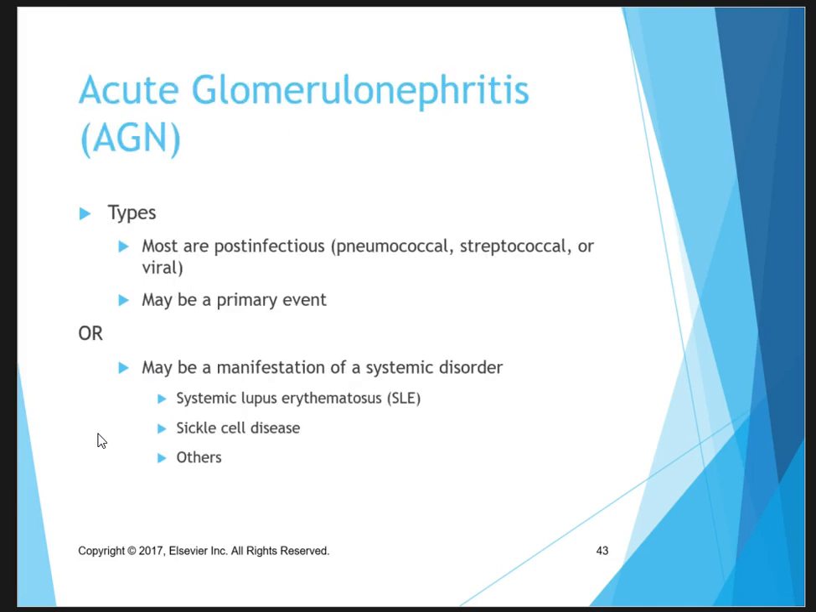Okay, so scooching on to acute glomerulonephritis, or AGN. Most commonly, it's going to be post-infectious, so we're going to talk about that specifically in a slide or two here. But it can also be a primary event. May also be a secondary manifestation of another systemic disorder like lupus or sickle cell.